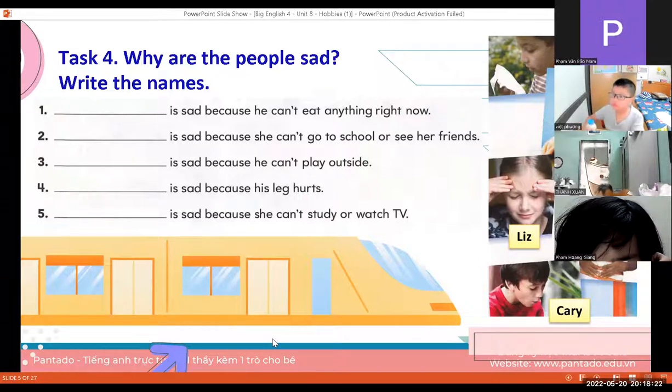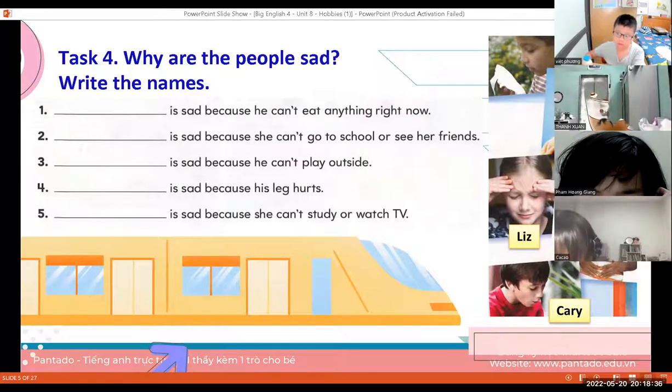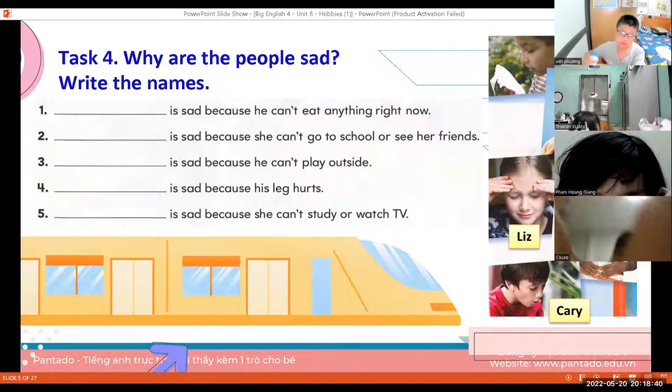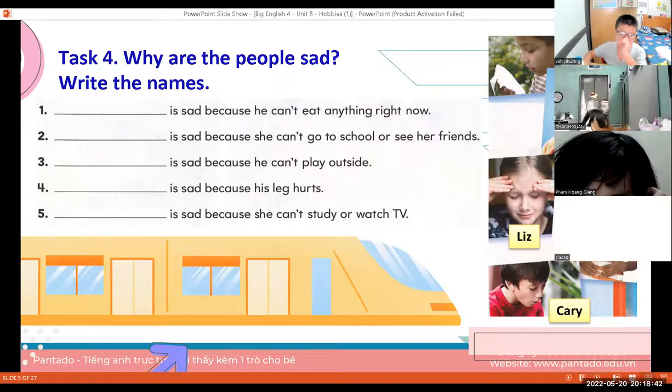Very good. Now, what about number two? Han Sung, please, can you help me with number two? What is the answer for number two? Han Sung, are you there? Yeah, what is it? The answer for number two.